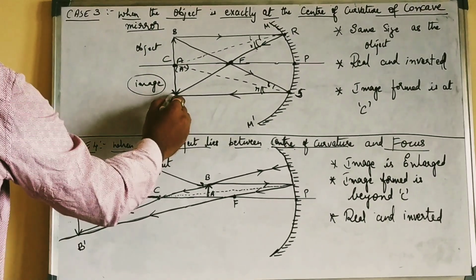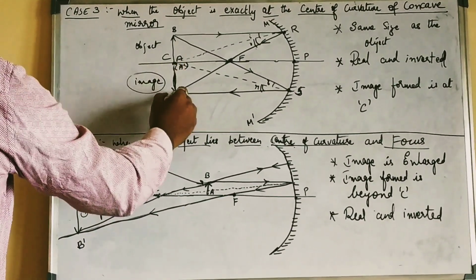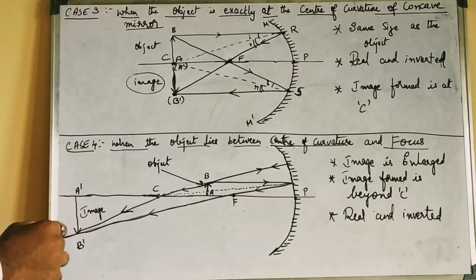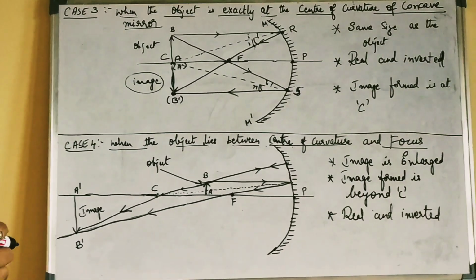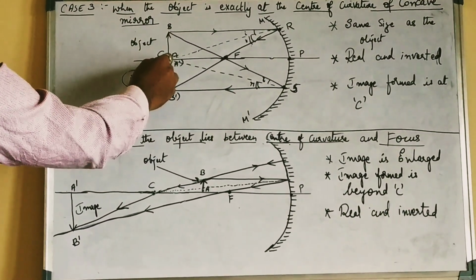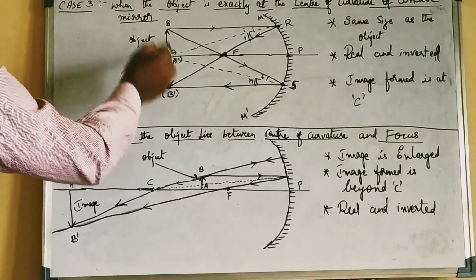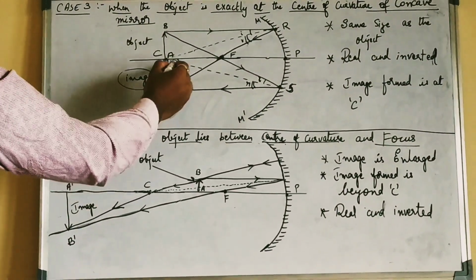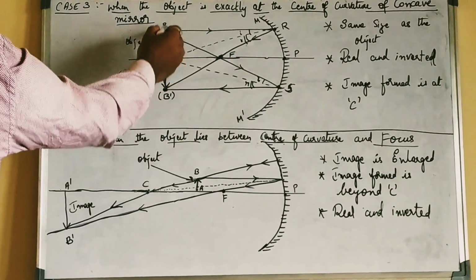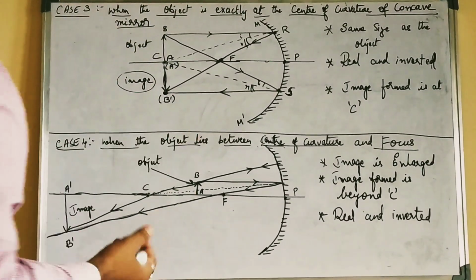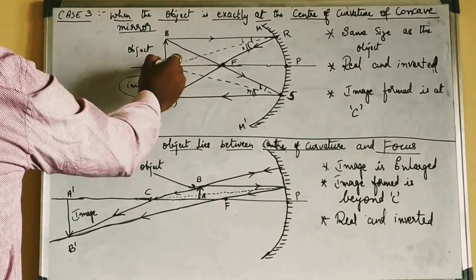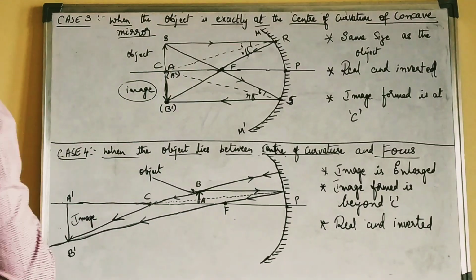Where is the position of the image now? The image is formed at the center of curvature itself. So what is the conclusion that we have drawn here? When the object is placed at center of curvature, the image is formed at center of curvature. You can see here A dash B dash is the image. AB is the object. So what are the conclusions? As I told you, when the object is at C, the image is formed at C itself.